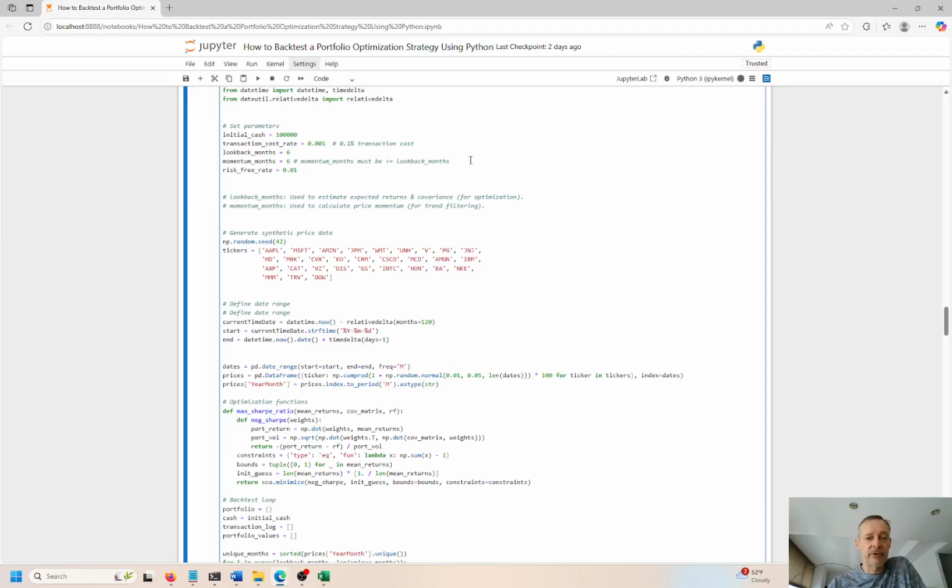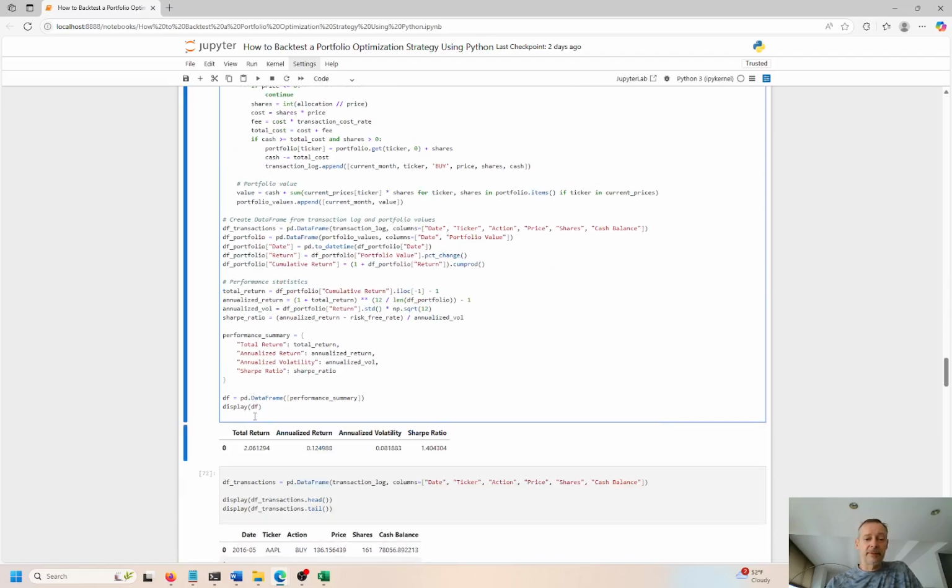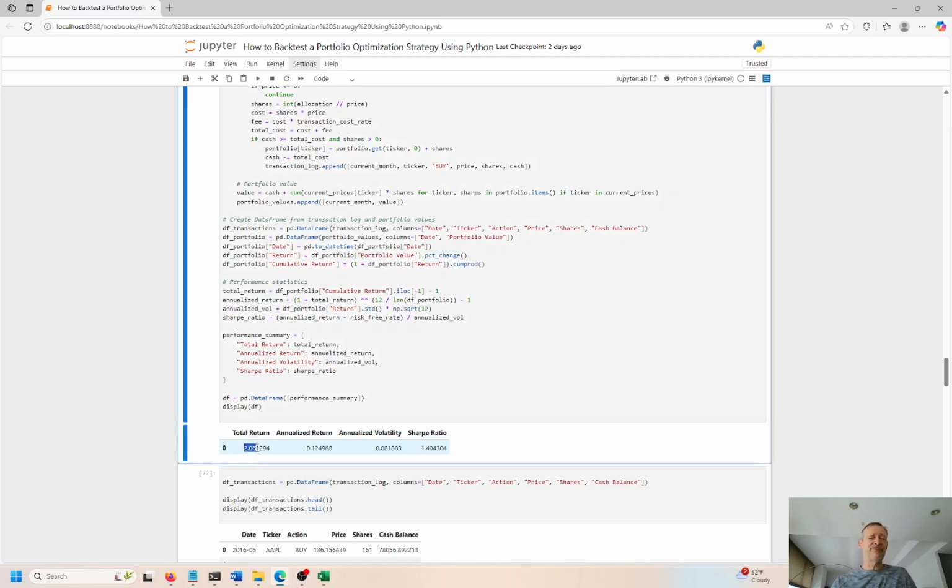So I will leave it up to you to decide what is the best look back months and the momentum months. So we're looking back in time and going forward at the same time, right? That's what the momentum is. So it's a little bit arbitrary, 2.06. So now we have 2.06. So we went from 3.3 to 2.06, right?